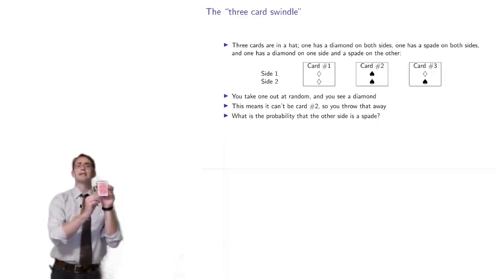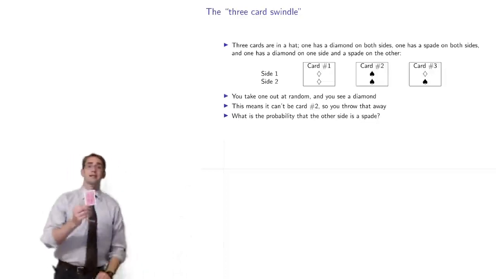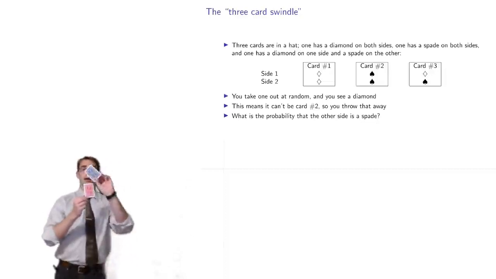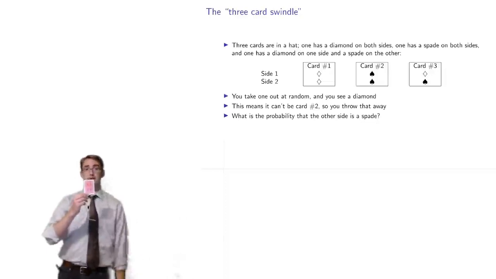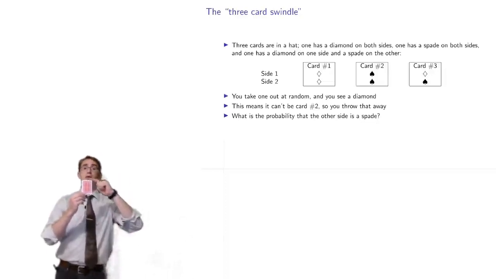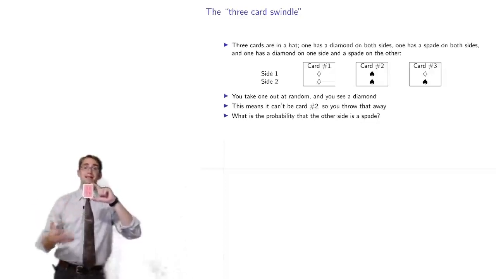So I now ask myself, I know that one side is red, and therefore, given that one side is red, I know I'm not holding that card that is blue on both sides. So I can throw that out of consideration. So now I know that I'm holding one of 2 cards. Either I'm holding the card that is red on one side and blue on the other, or I'm holding the card that's red on both sides. Let's ask what the probability is of either of these events.